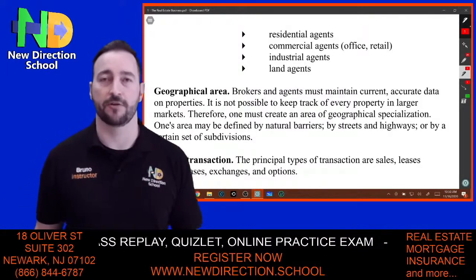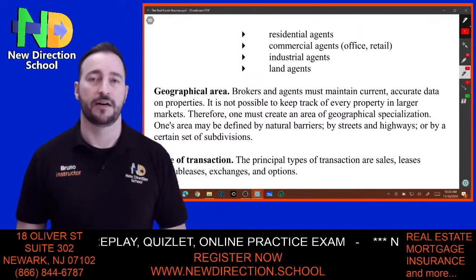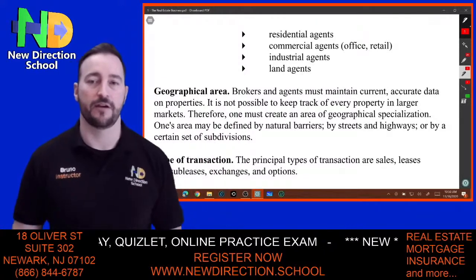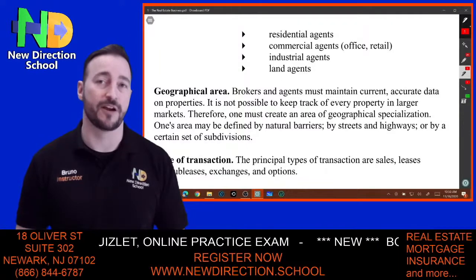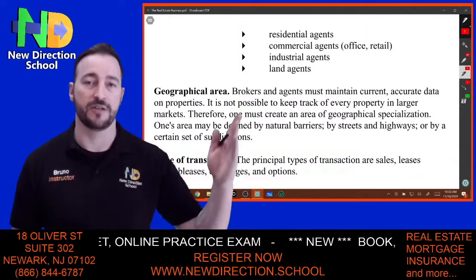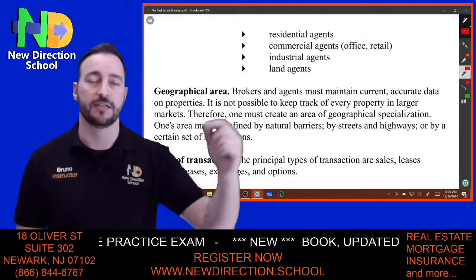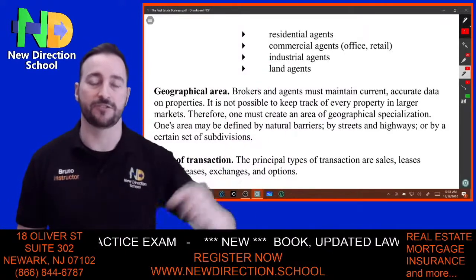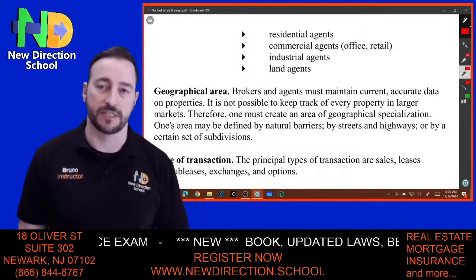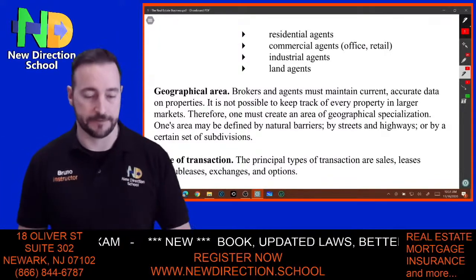It's very, very important. So again, geographical area sometimes is very, very important for this business. So you could be a residential agent in Newark, a residential agent in Linden. You could be a commercial agent in Jersey City, whatever. You figure it out.